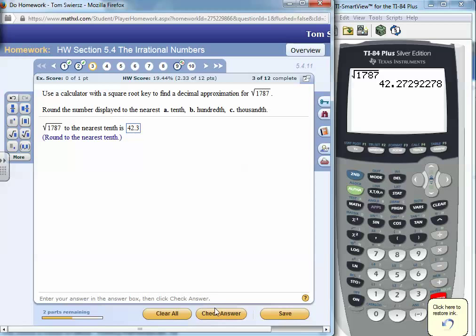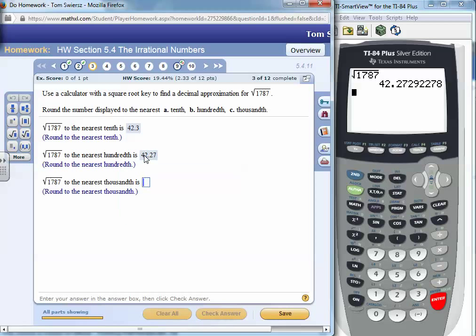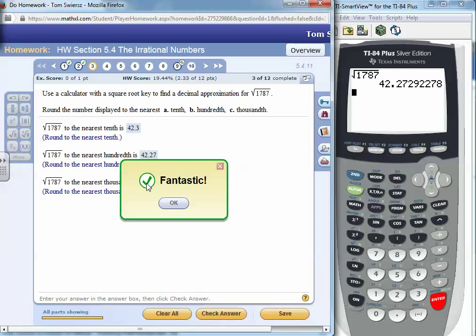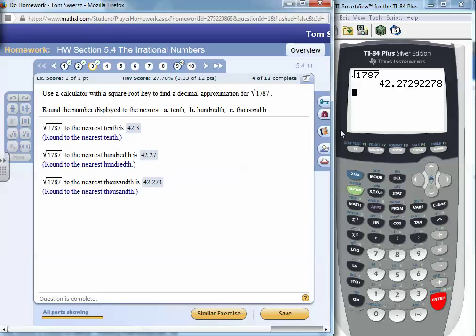All right. 42.3, 42.27 to the nearest hundredth, and 42.273. You keep all the decimals to the left, and then you round off thousandth as the third one. The third was followed by a 9, so it rounded up.